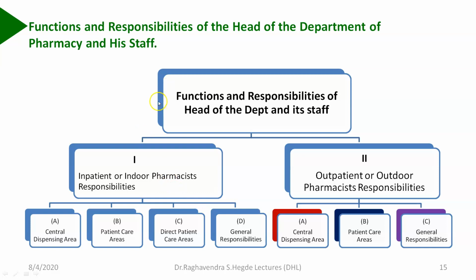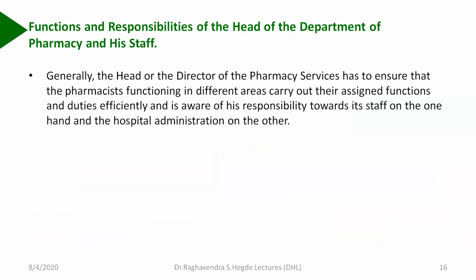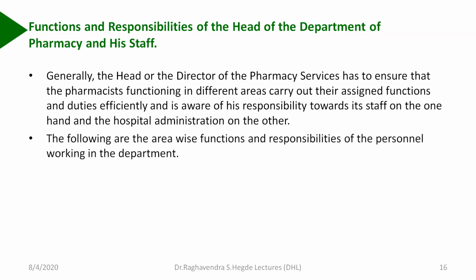So what we are trying to understand is the functions and responsibilities, for which I have prepared this graph accordingly. Functions and responsibilities of the head of the department and staff are of two types, inpatient and outpatient. Inpatient is again classified into central dispensing areas, patient care areas and direct patient care areas. Outpatient is classified the same way, but it does not have the direct patient care areas because they are outpatients. So that is the classification. Now we will try to understand one by one the role and responsibilities of the head of the department of pharmacy and his subordinate staff.